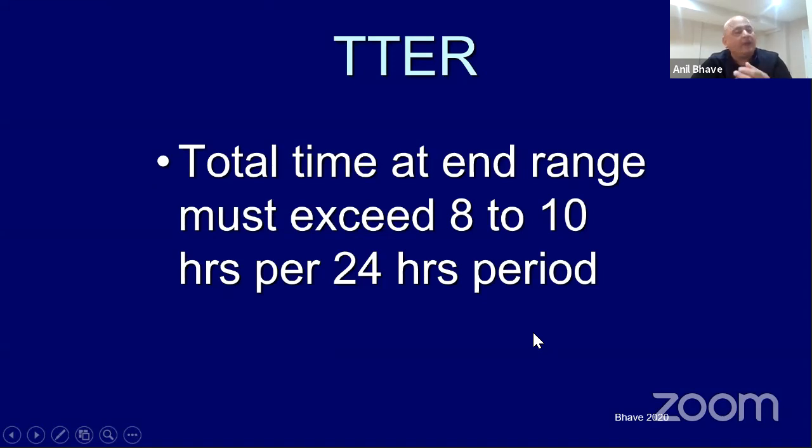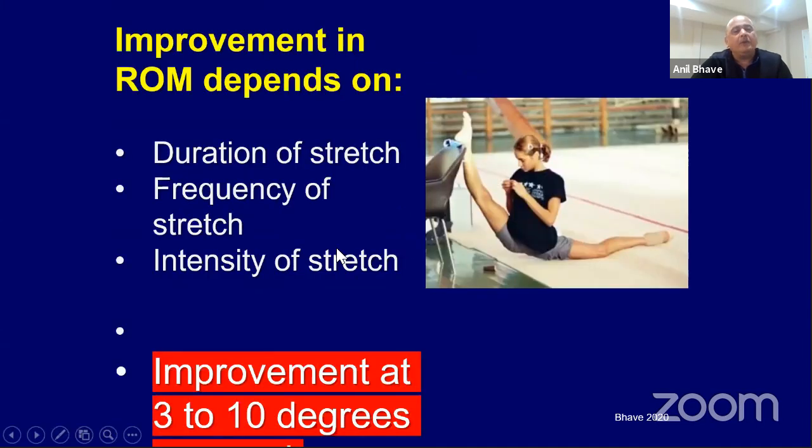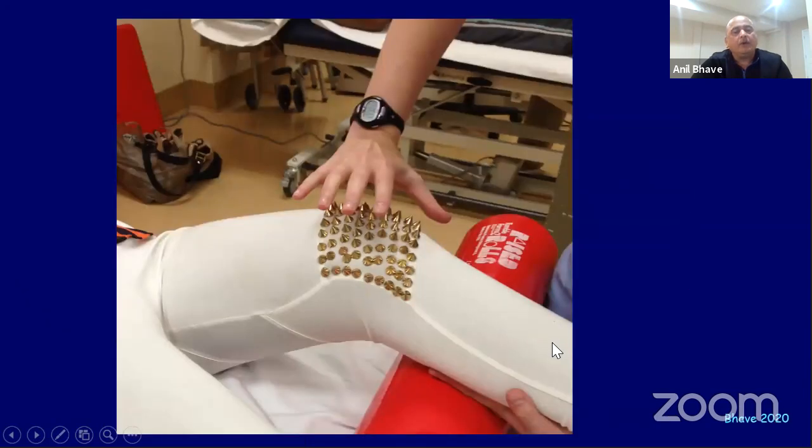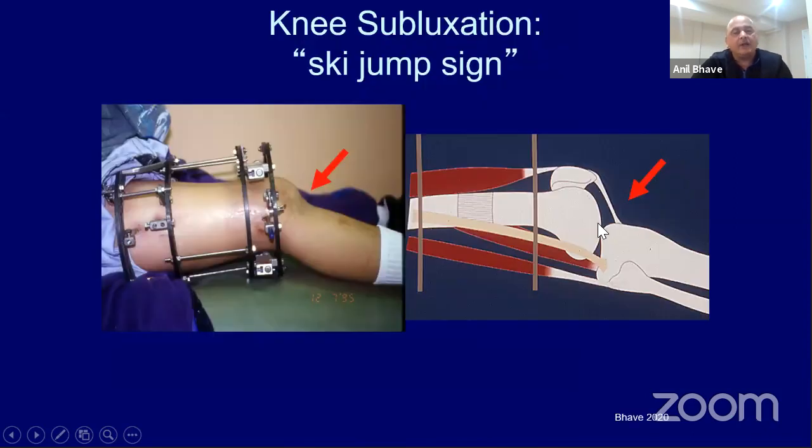So we have used this principle again. I showed you this: total time at end range must exceed 8 to 10 hours for a 24-hour period. So any patient, for preventing and treating subluxation, must have a splint worn for 8 to 10 hours per 24-hour period. And the range of motion will depend on duration of stretch, frequency of stretch, and intensity of stretch. So that's important. You can't allow patients to come like this. This is a funny slide, but she wore this for knee extension stretches. You can't do that. So patients have to be compliant. Very critical that patients are compliant.